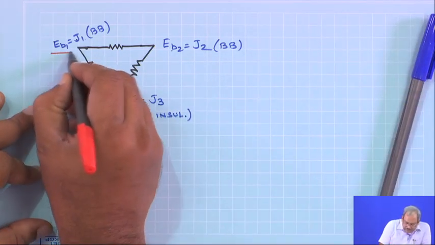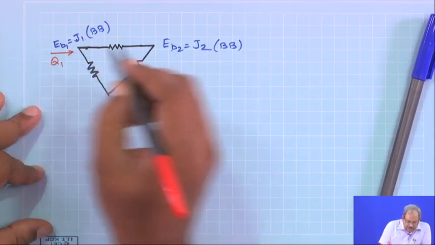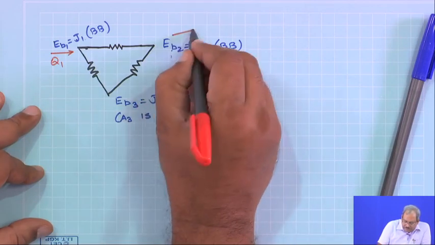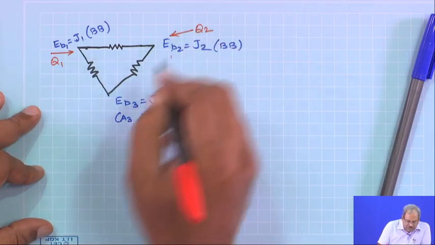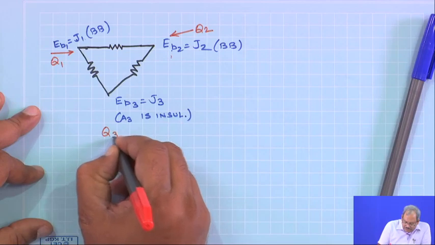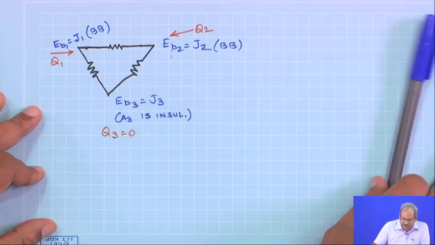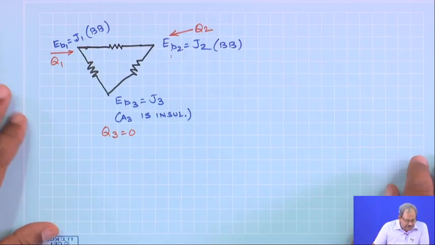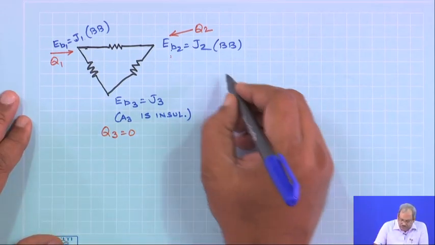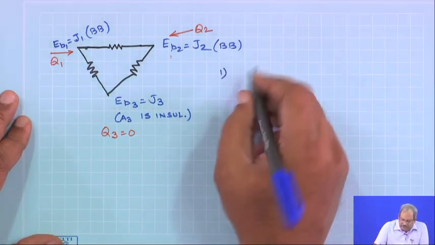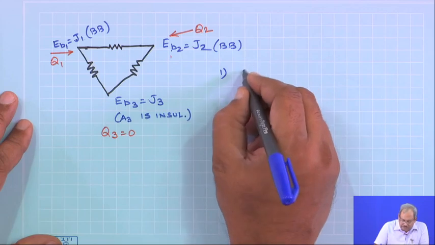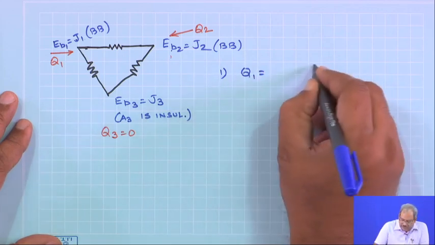However, we have some heat which is coming in as Q1, some heat is coming as Q2, and of course, in this case Q3 is 0 since it is insulated. So, the problem is pretty straightforward. Now, in order to find the net radiative heat transfer from each of these surfaces, let us find Q1.